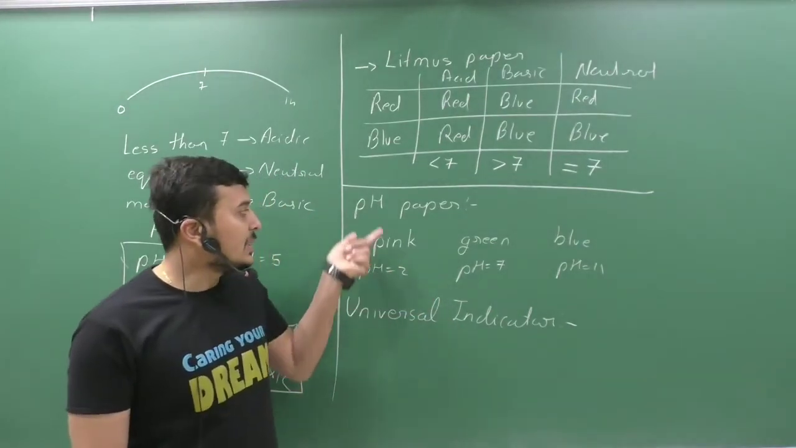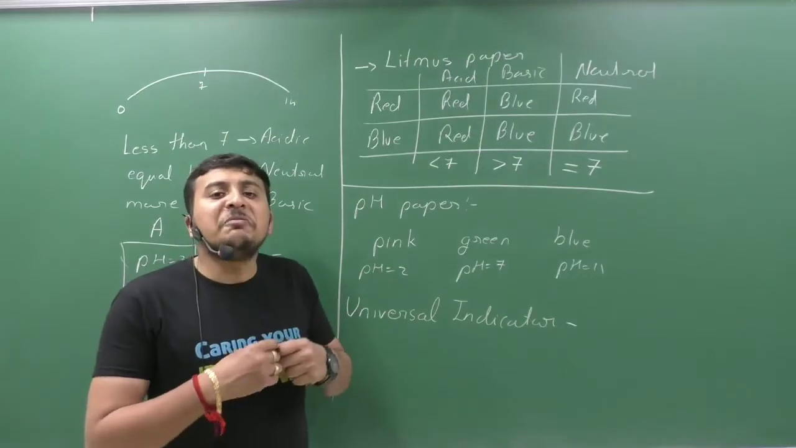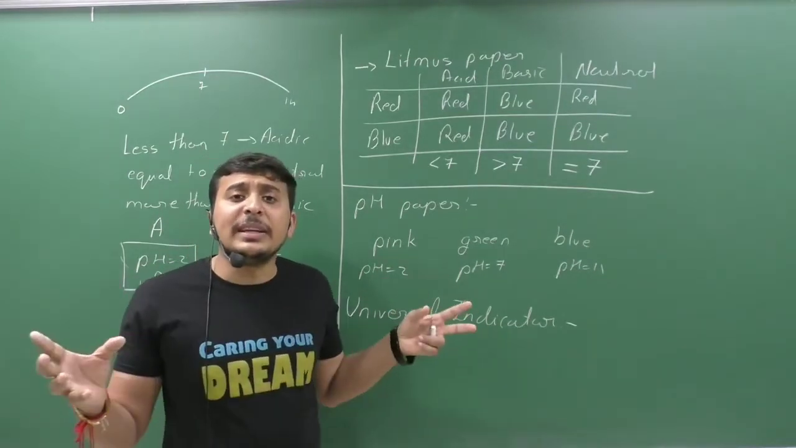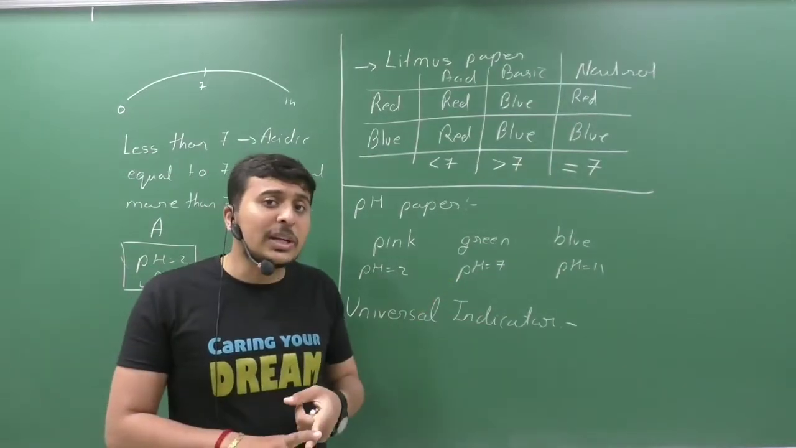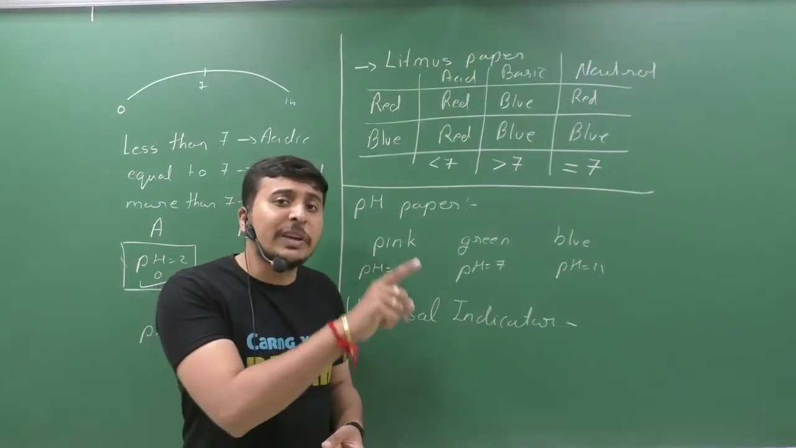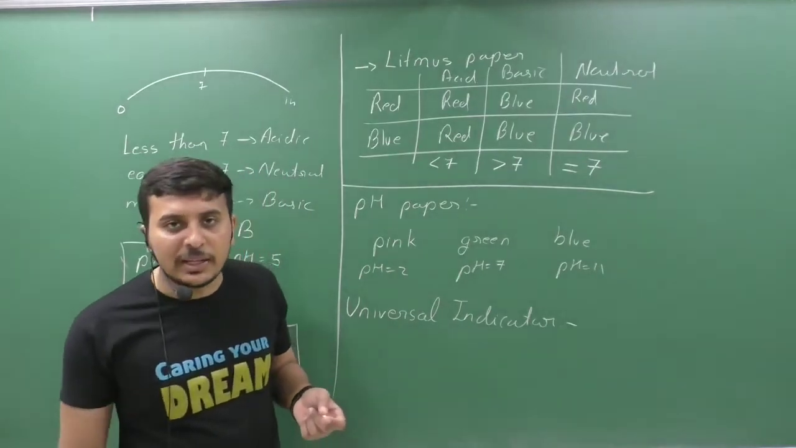So what are the universal indicator and pH paper? They form different colors when mixed with any solution, and depending upon the color, we can say that the solution has the following pH.